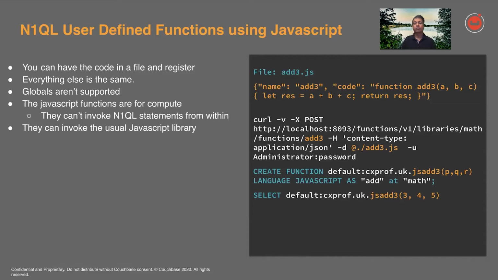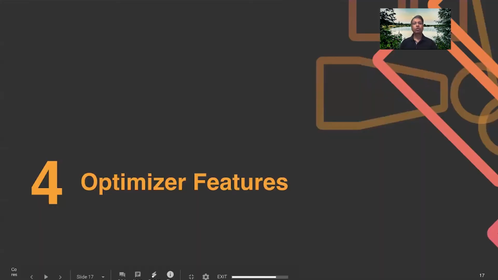Everything else remains the same. You do have to make sure these functions are self-contained. Globals are not yet supported because this function itself can be in the state of execution multiple times within the same statement. So sharing globals requires other complexity we don't yet support right now. On to the optimizer features.